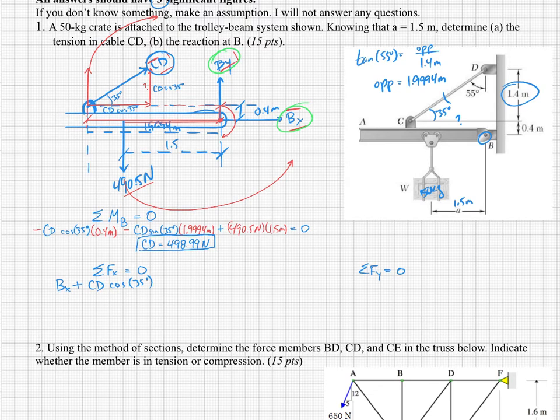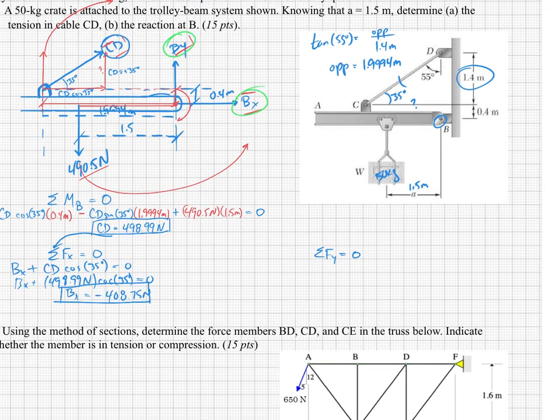Okay, is that my only x component? That is my only x component. Okay, so I'm just going to go ahead and plug this right in, CD, right down there, through that sigma F, x. Bx plus 498.99 newtons, okay, times cosine of 35 degrees, so equals 0. So Bx equals negative 408.75 newtons, like that.